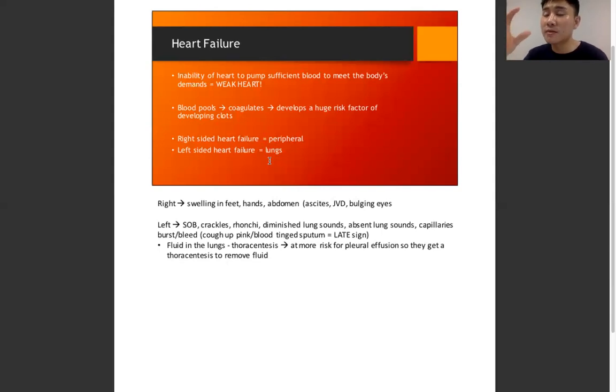the lobes of the lung can be punctured by the needles, so that's why they're at risk. But thoracentesis is one of the treatments that they use to remove some of the fluid out of the patient's lungs so that they can breathe normally.